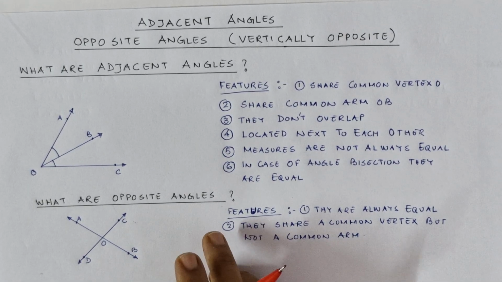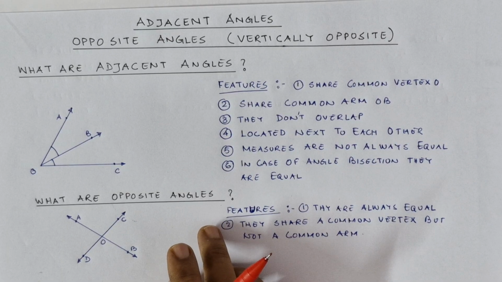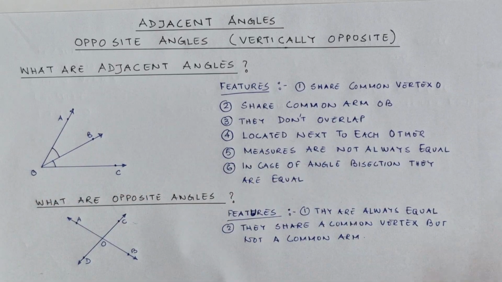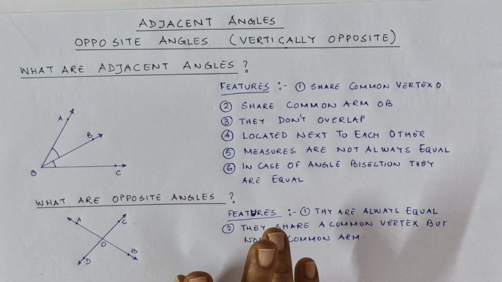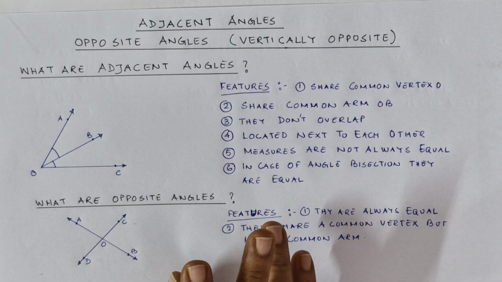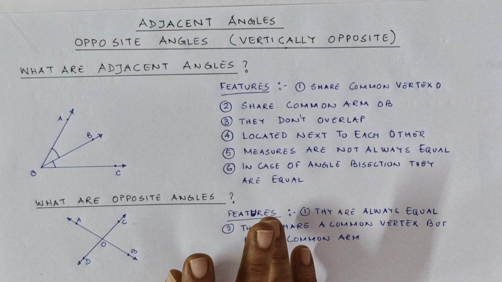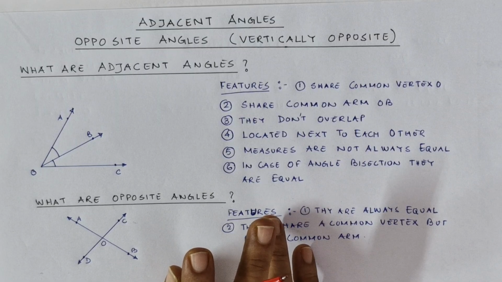See, two angles are adjacent if they share a common vertex, right? So look at this geometric figure. Let's repeat this definition once more. Two angles are adjacent if they share a common vertex and a common arm, but their non-common arms lie on opposite sides of the common arm.